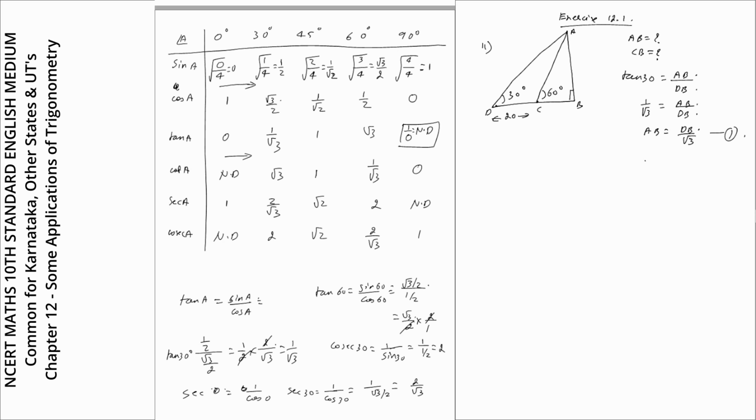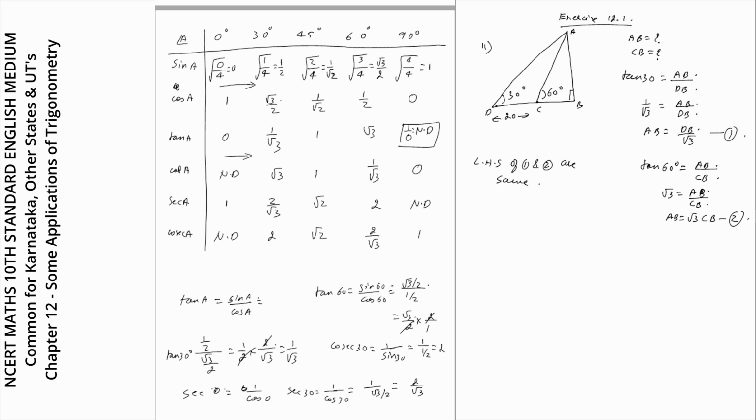And also what is tan of 60 degree? Tan of 60 degree with respect to angle C is opposite, that is AB, by adjacent, that is CB. So what is the value of tan of 60 degree? Tan of 60 degree is root 3. From the chart you can see root 3 is equal to AB by CB, or when we cross multiply we get AB is equal to root 3 into CB. Okay, now you can see left hand side of 1 and 2 are same.